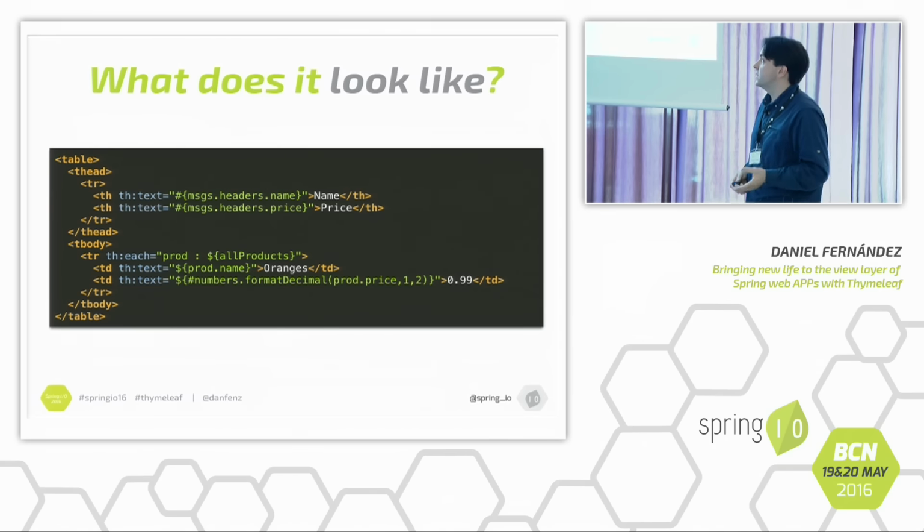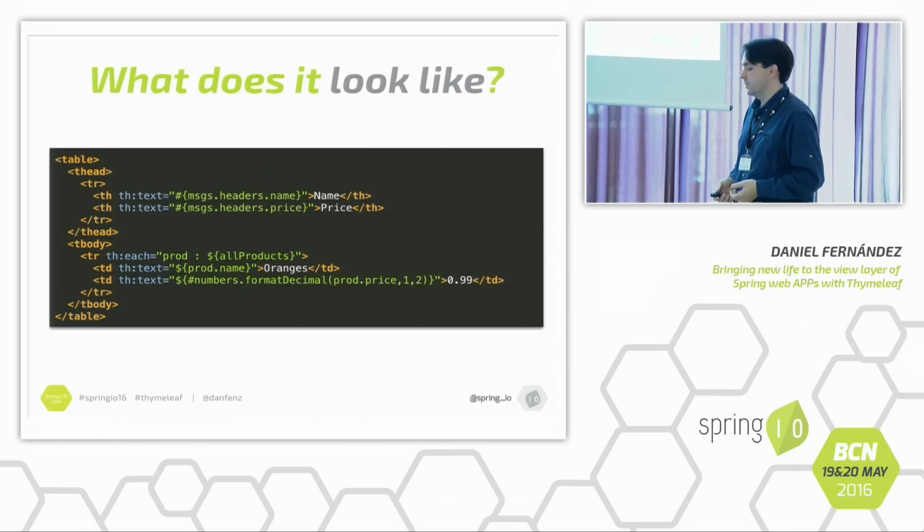And th:each, as it looks like, iterates something. For example, in this case, it might be a collection called all products. It iterates it. It creates a row for the table for each of the elements in the collection, and for each of them, it will output its name and its price with 2 decimal places.